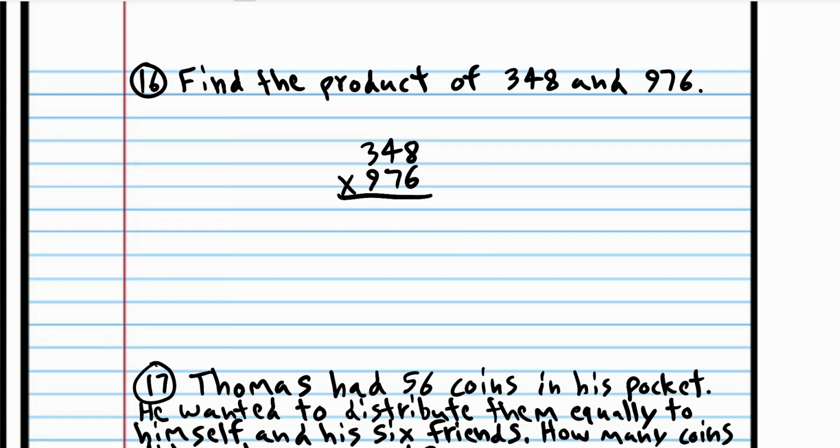All right, so we start with the 6. We multiply 6 times 348. So 6 times 8 is 48. Carry the 4. 6 times 4 is 24, plus 4 is 28. Carry the 2. 6 times 3 is 18. 18 plus 2 is 20.